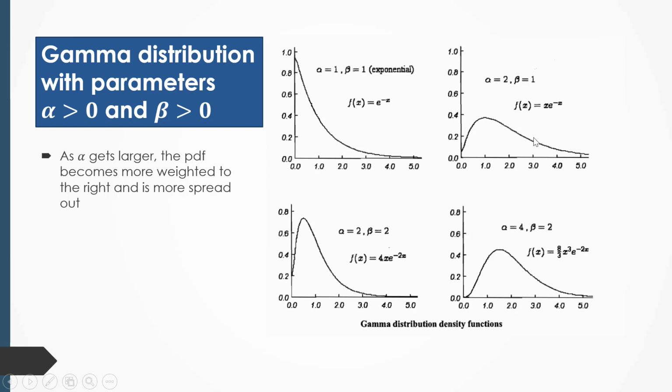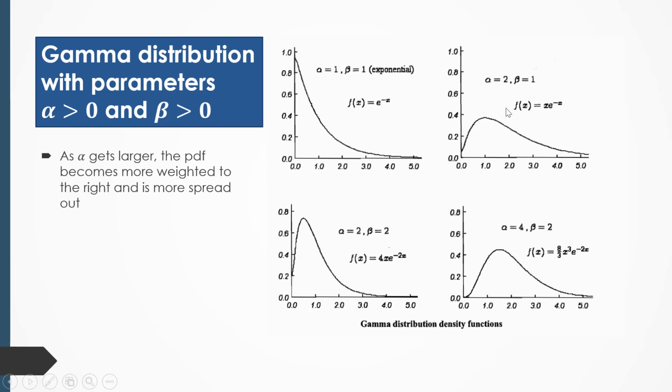It's more spread out. You see the tail getting bigger and bigger, so it's spread out, and the height is getting shorter.